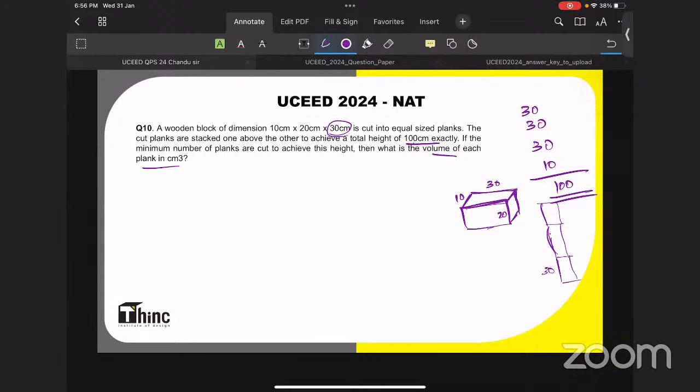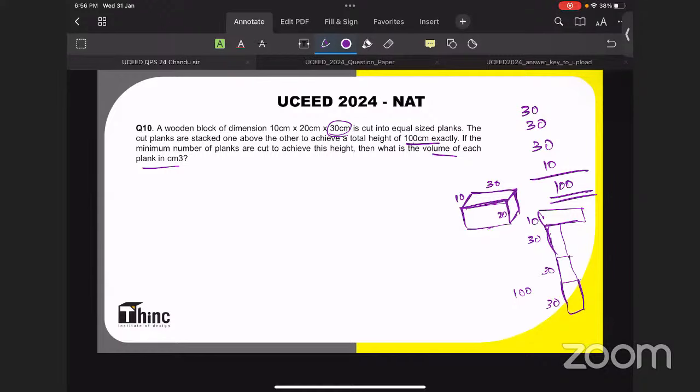Okay, I will add one more 30 here. One more 30 like this. So 3 30s, this is 90, and one portion for the 10. So my answer 100 is ready. So I need to have 4 pieces.